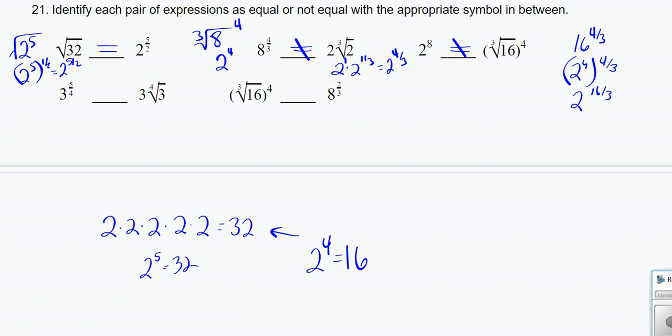Another thing you could do here, you can split that into a perfect cube. So 8 times 2, because 8 is a perfect cube. And so that is 2 cube root of 2 being raised to the 4th power. Or 2 to the 4th times, what's 2 as a fractional exponent? 1/3.